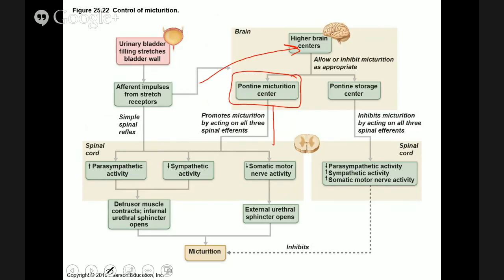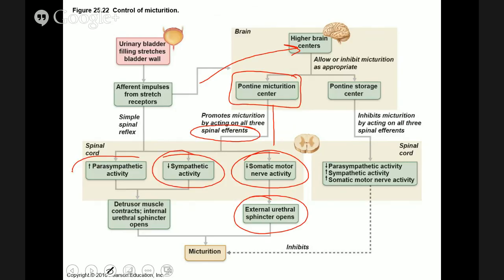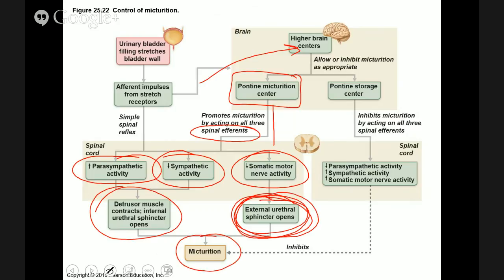So the micturition center then is going to have an effect on what we call the spinal efferents, the spinal cord, telling the spinal cord, okay, decrease the amount of control on the external urethral sphincter. We're going to decrease sympathetic and we're going to increase parasympathetic activity, which is going to activate the detrusor muscle and also relax the internal urethral sphincter. Now, we can say, okay, we don't want to urinate yet. We still have some conscious override, but if we're okay with everything, then micturition occurs. That's about it.